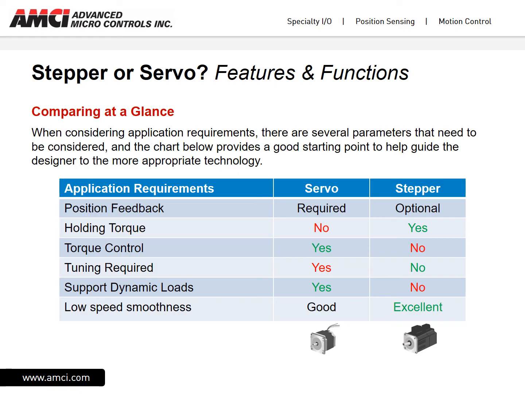Do we need position feedback? If the answer is no, we might want to start with a stepper as an option because no encoder feedback is required because it's an open loop system. If position feedback is required, both a servo and stepper can provide it, but with a stepper we would have to add those components as either an incremental or multi-turn position feedback. Do we need holding torque? If we do need holding torque, the stepper would be the right fit because it's part of the stepper motor's operation.